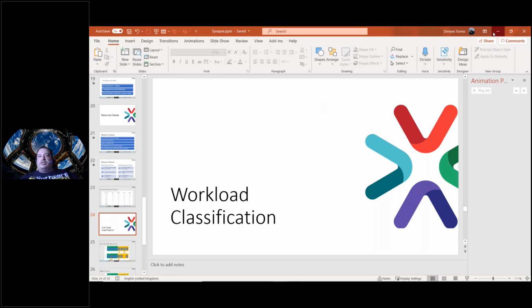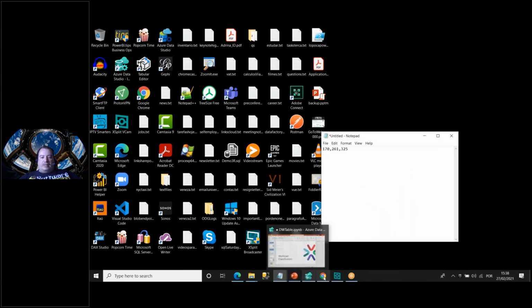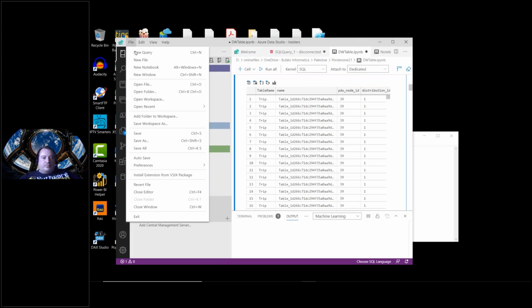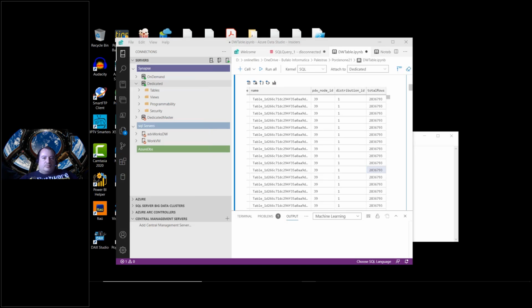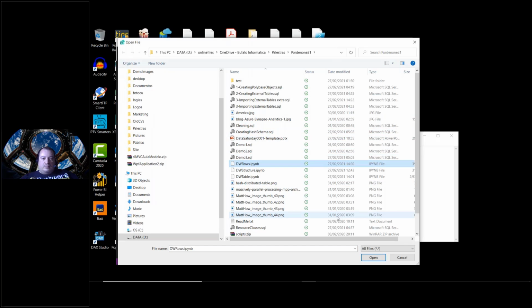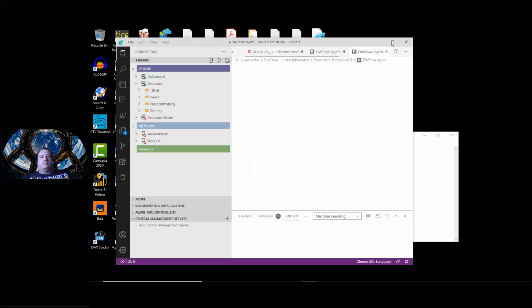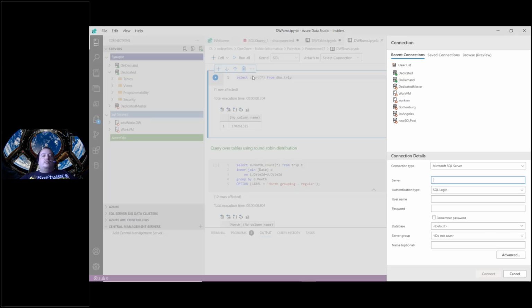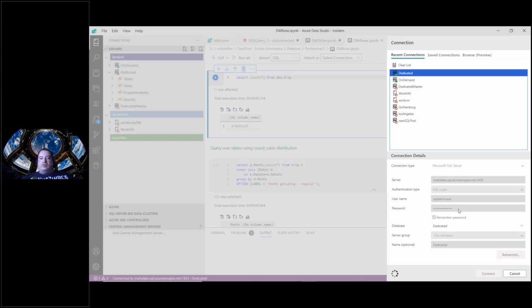Let's see a demonstration of all this. Let's see how this works in practice. Let me open another file. Okay, let's count the number of rows the trip table has. We counted before, it's the same number of rows the table trip has.